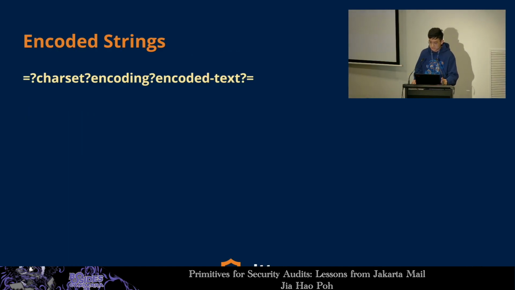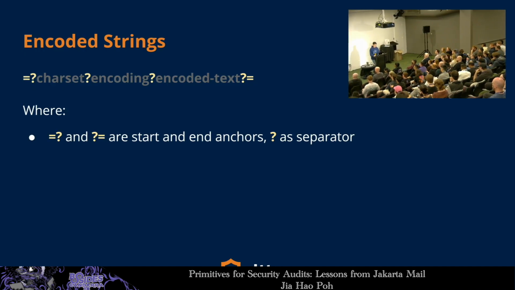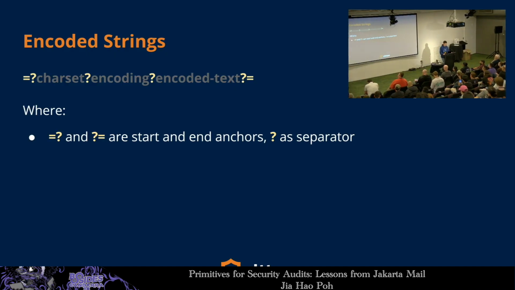If you are not already aware, like I was not, email addresses can contain encoded strings, mainly due to email protocols needing a way to transport non-ASCII characters. This is defined in RFC 2047, which is supported by Jakarta Mail. Encoded strings are basically wrapped in the equal and the question mark symbols and consist of three distinct sections separated by a question mark.